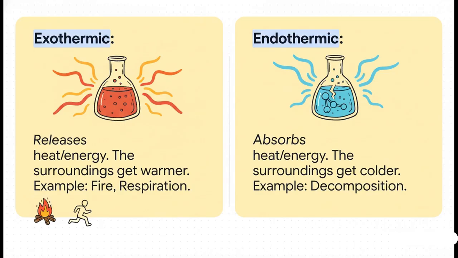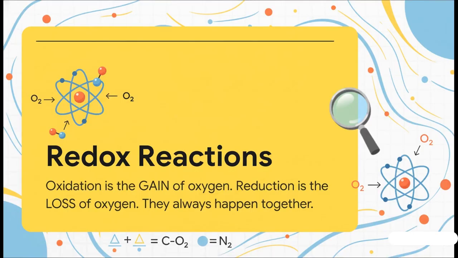Think about a campfire or even your own body. The reason you're warm right now is because of respiration. Your body is running a slow, controlled exothermic reaction to get energy from your food. The opposite is endothermic, where a reaction sucks in heat and makes things feel colder, like many of those decomposition reactions we talked about.